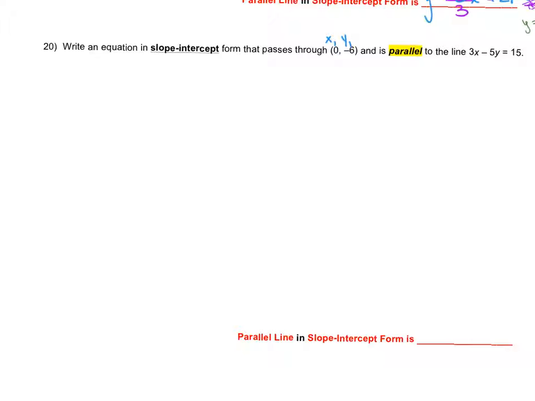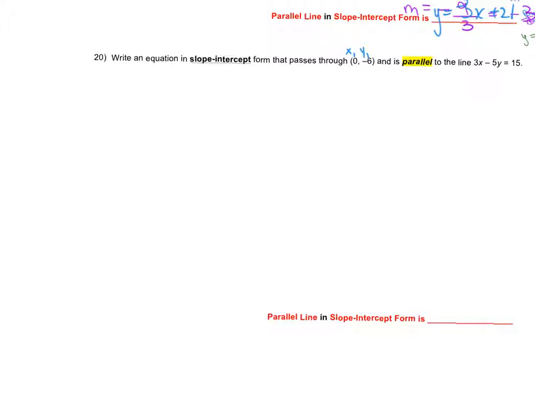It's in standard form. The slope of a line in standard form is negative A over B. So really that's positive 3/5. Oh, I don't like using that shortcut.